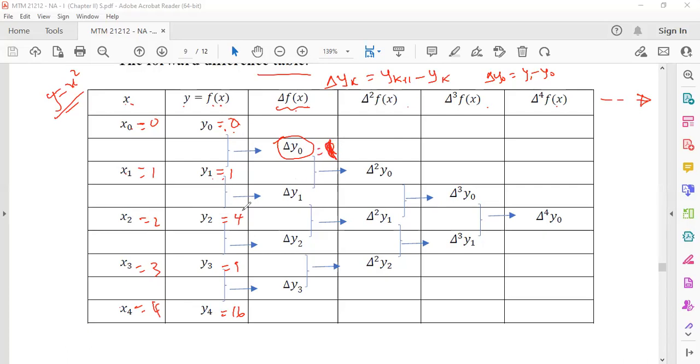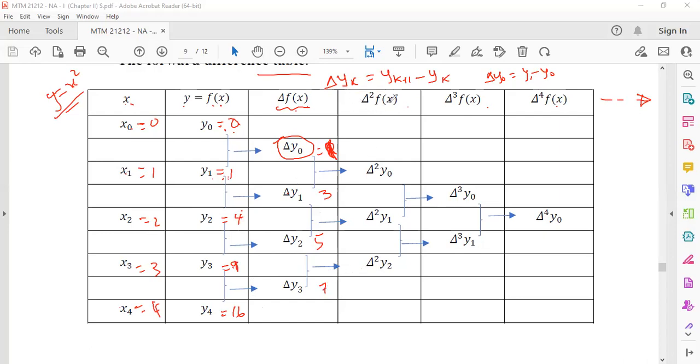Okay. So what is the answer for this one? 4 minus 1 will be 3. 9 minus 4 will be 5. Similarly, 16 minus 9 is 7.